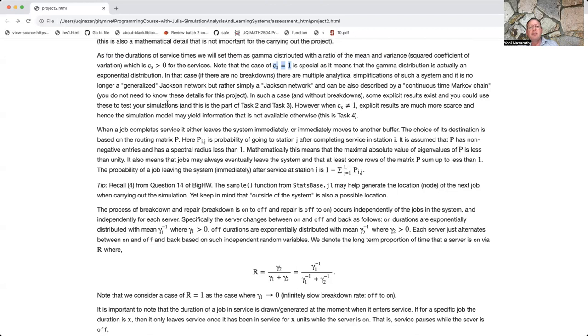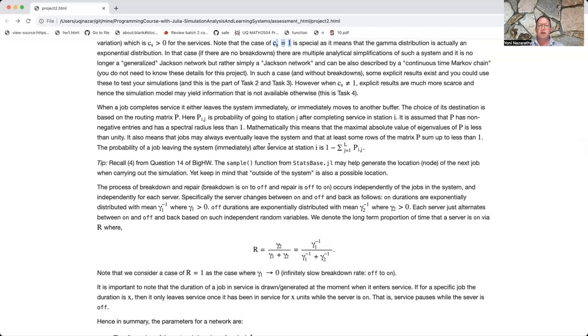Now, if the network is not generalized, it's just a Jackson network, and if it doesn't have breakdowns, then CS equals 1. For that, there are closed form formulas that you're going to use to test it. But if CS is not 1, then there are no real closed form formulas for the performance of this network. I'll explain what that means in a couple of minutes. And then you actually want to do the simulation. The simulation engine is really needed if you want to understand the nature of this stochastic model.